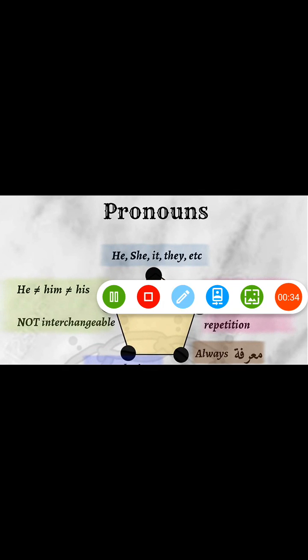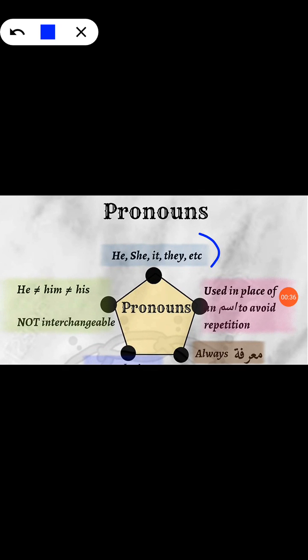Okay, what are pronouns? Pronouns are words such as he, she, it, they, I, we, ours, etc. Okay, they're all pronouns. Why do they exist? What is their usage? Why do we need them? We need them to avoid repetition. How? We use them in place of an ism in order to avoid repetition. That's what their purpose is. That's why we use them.